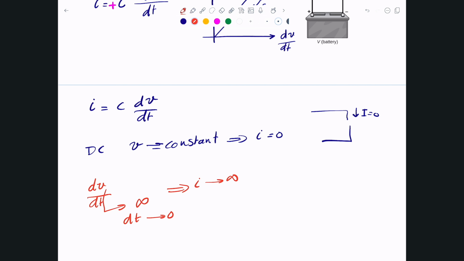And of course, if i is infinity and I'm computing the power, i times v, that means I have a power that is infinity, which doesn't make any sense. So as it turns out, capacitors oppose the change in voltage. They don't allow these instantaneous changes or drops in voltage. So there's some sort of a delay that will happen. This is very important, and you will see it later when we talk about capacitors: they introduce delays in voltages.